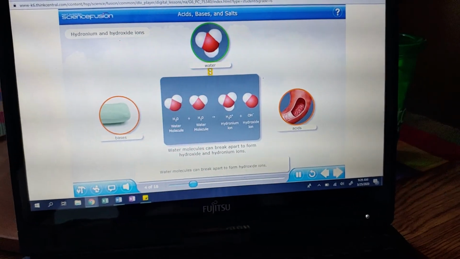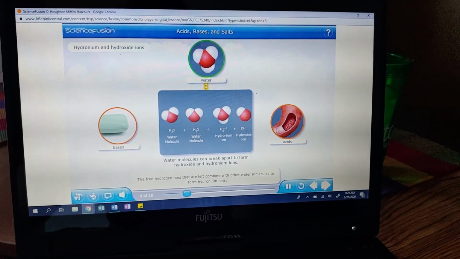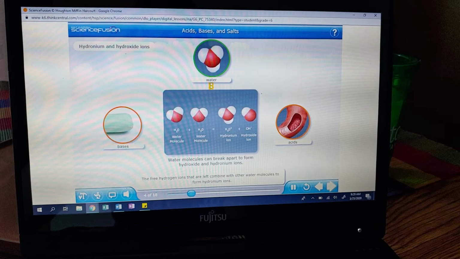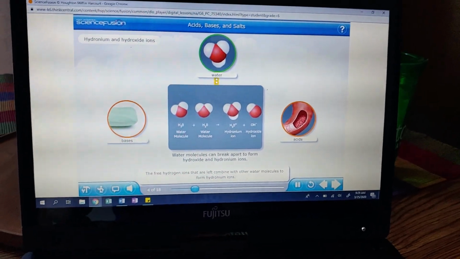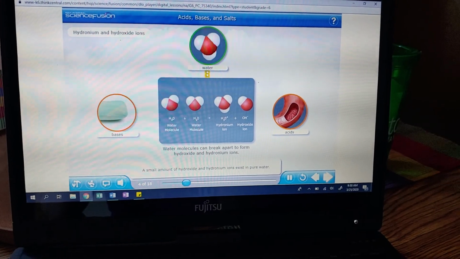Water molecules can break apart to form hydroxide ions. The free hydrogen ions that are left combine with other water molecules to form hydronium ions. A small amount of hydroxide and hydronium ions exists in pure water.